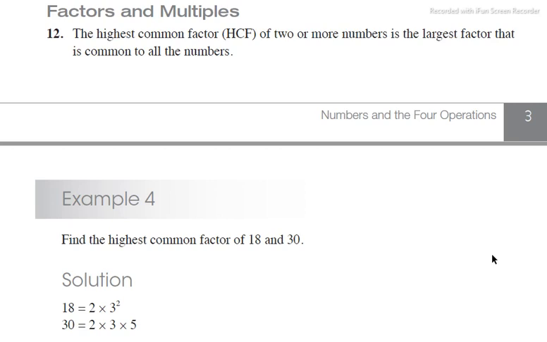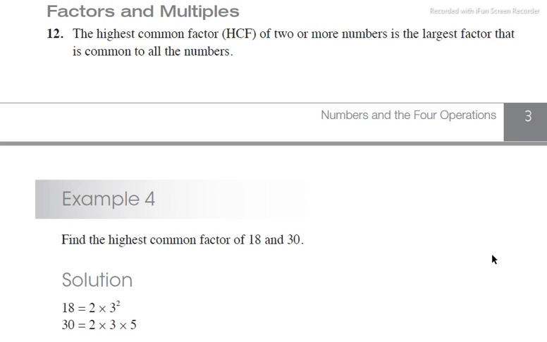When we come to multiples, multiples are the results you get when you multiply a number by another natural number. For instance, if you multiply 6 by 2, you get 12. So 12 is the multiple of 6 and 2. So those are factors and multiples.